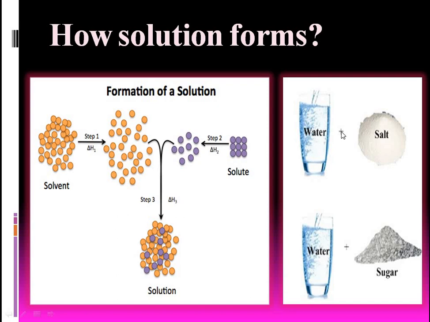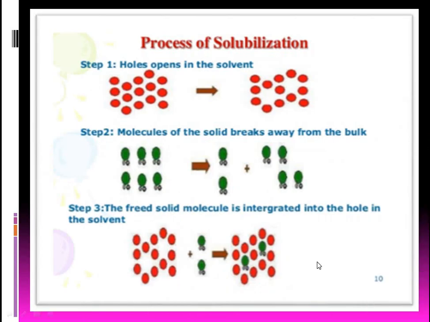This is our example, like water plus salt. This is our solvent, this is our solute. When we mix this into this, the same thing will happen: in water we have the amount of salt. Same with sugar, when we dissolve sugar in water, we get the same scenario, where the gaps are present in the water, the solvent, and then the solute, after adding into the solvent, takes place in those vacancies. This is the process of solubilization. The holes open in a solvent like this, and when the solutes are broken away, these solute particles get into the holes present in our solvent.